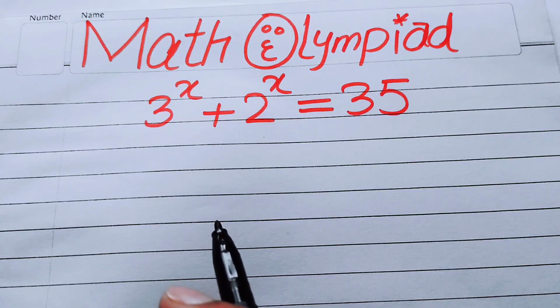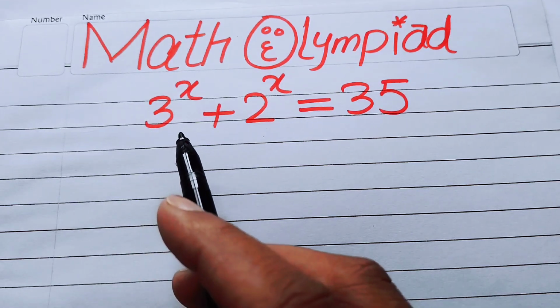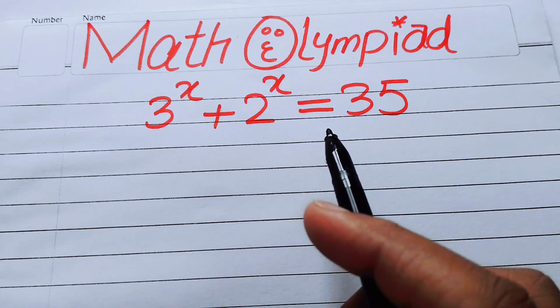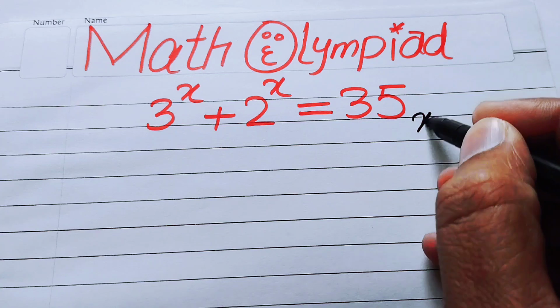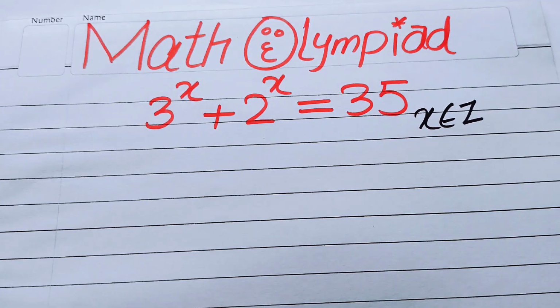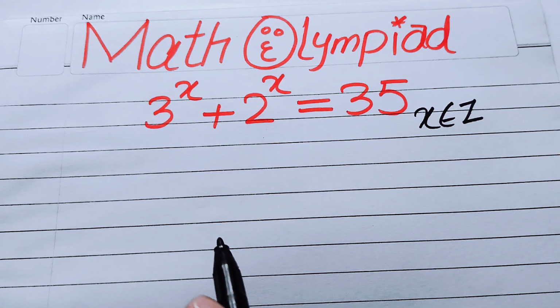In this video we are going to solve this nice algebra problem: 3 to the power of x plus 2 to the power of x equals 35, and we will solve this problem for the integer values of x. So remember, we will find or solve this problem only for integer values of x.